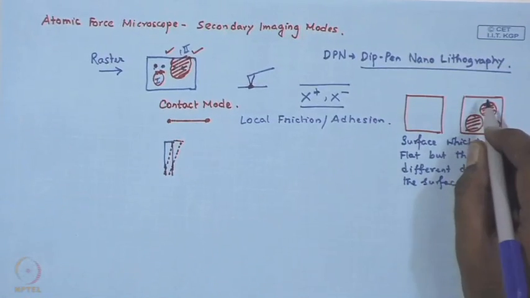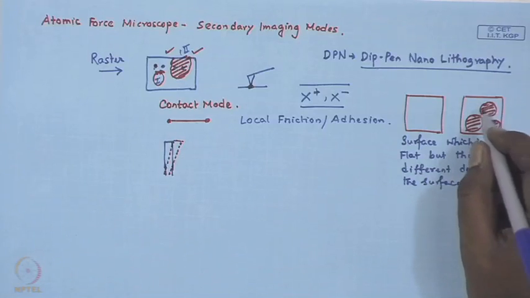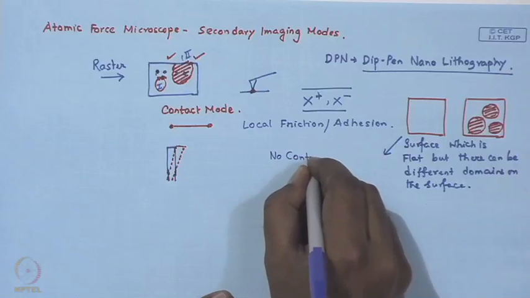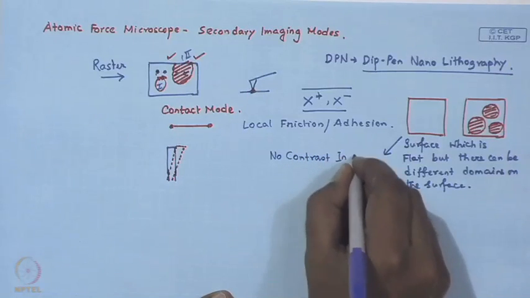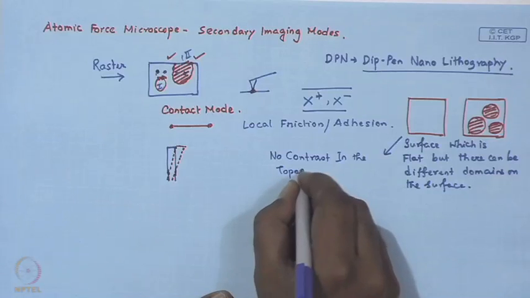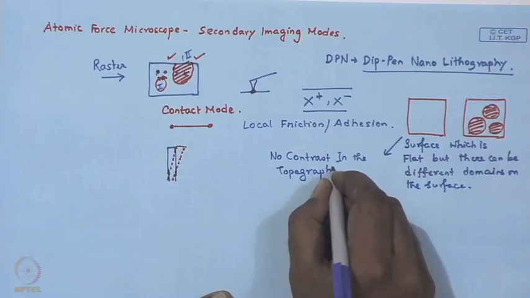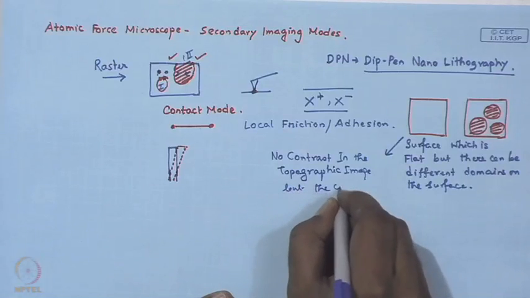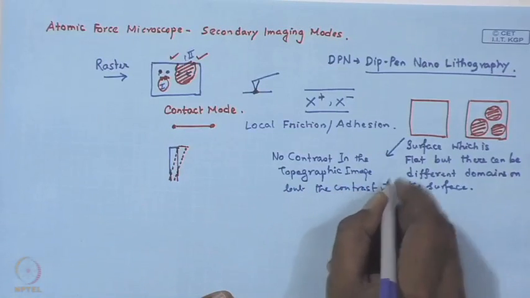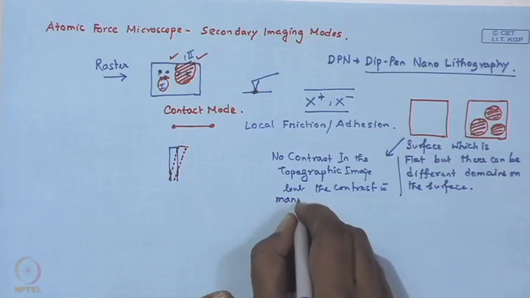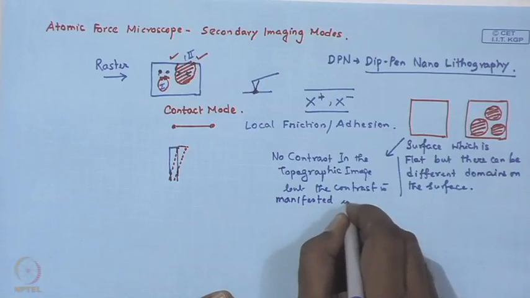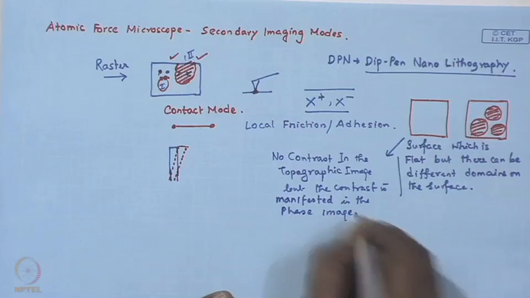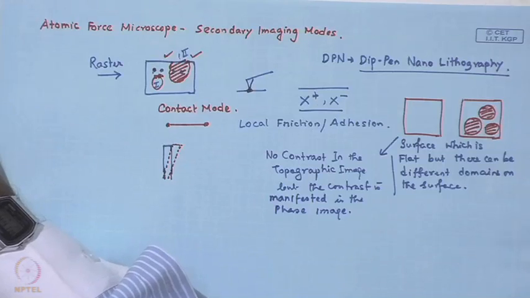And this contrast does not get reflected in the topographic image. So, no contrast in the topographic image, but the contrast is manifested in the phase image. Okay. So, this is what is lateral force microscopy.